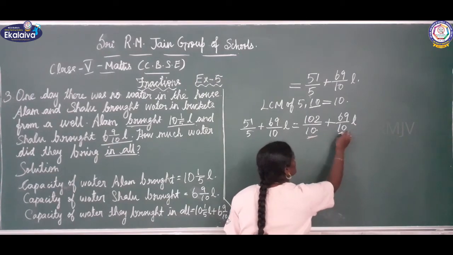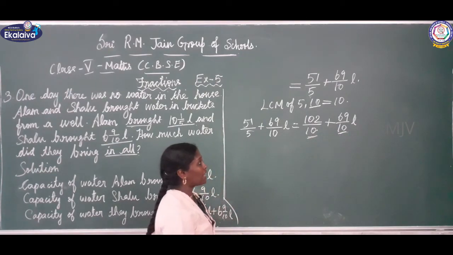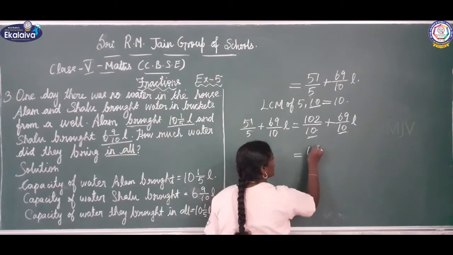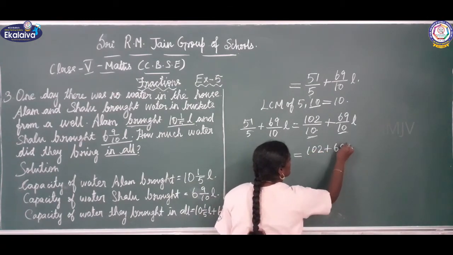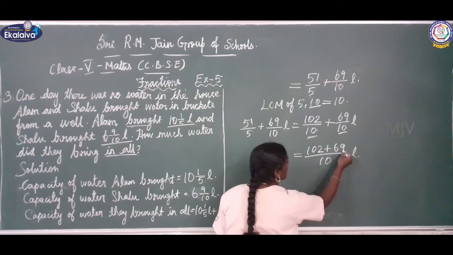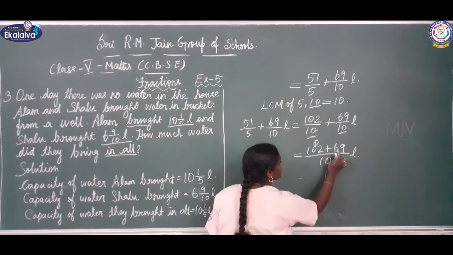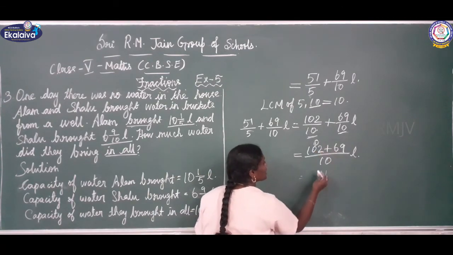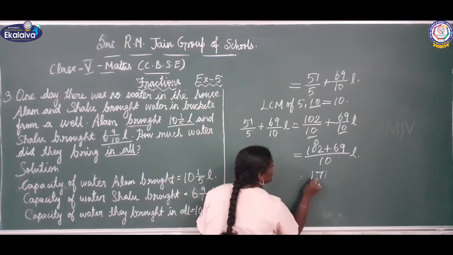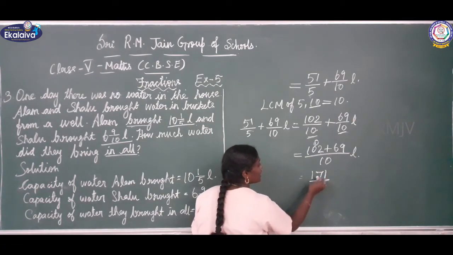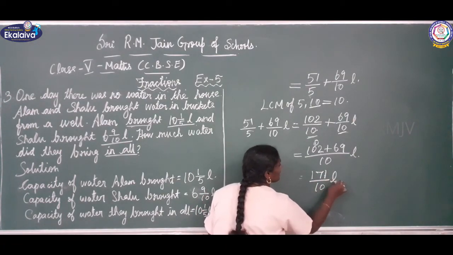Now these two fractions are like fractions. We can add the numerators. So 102 plus 69 divided by 10 liter. Here 2 plus 9, that is 11. 1 carry over to the next place. 0 plus 6, 6. 6 plus 1, 7. In 100 place 1. So 171 by 10 liter.